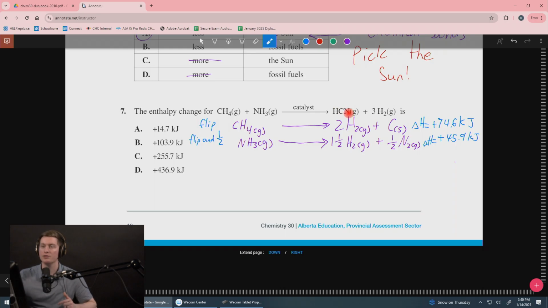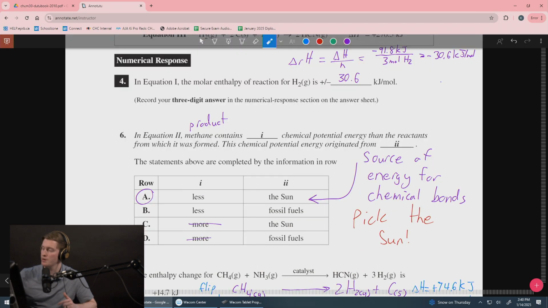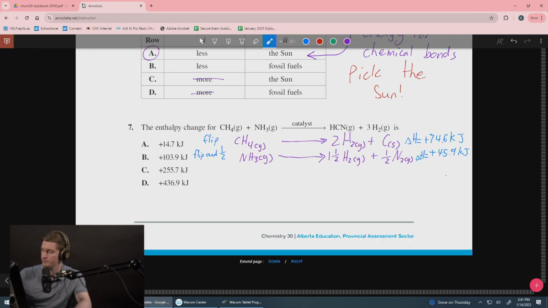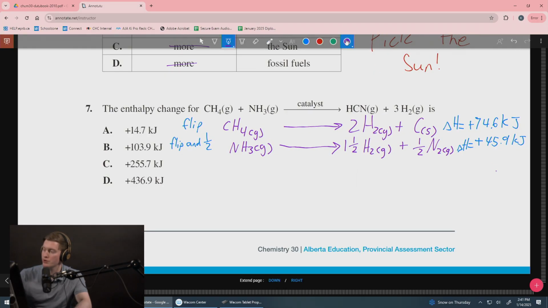The next thing I'm going to look for is my hydrogen cyanide gas. Reaction number 3 has my hydrogen cyanide gas on the product side, just like I want it. However, it has 2 moles of hydrogen cyanide gas, and my net equation just has 1. So I'm going to halve this equation, but I don't have to flip it, so I'm not going to change the sign. So the change I'm making to equation number 3 is I'm just halving it.